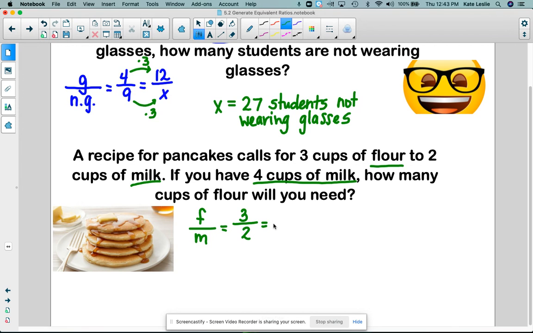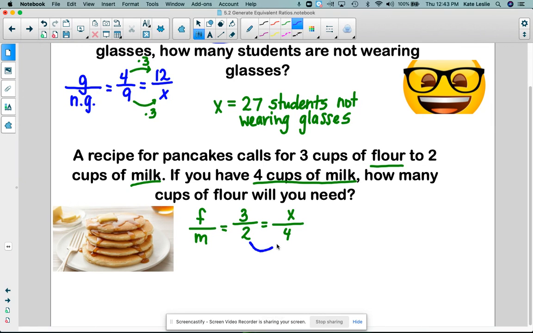since it's labeled with milk, I know that milk goes in the bottom. Please don't just get in the habit of popping that number in the top. Make sure that you actually match the label to your ratio. And they want to know how many cups of flour we're going to need. So I'm going to put an X there because that's what we're solving for.